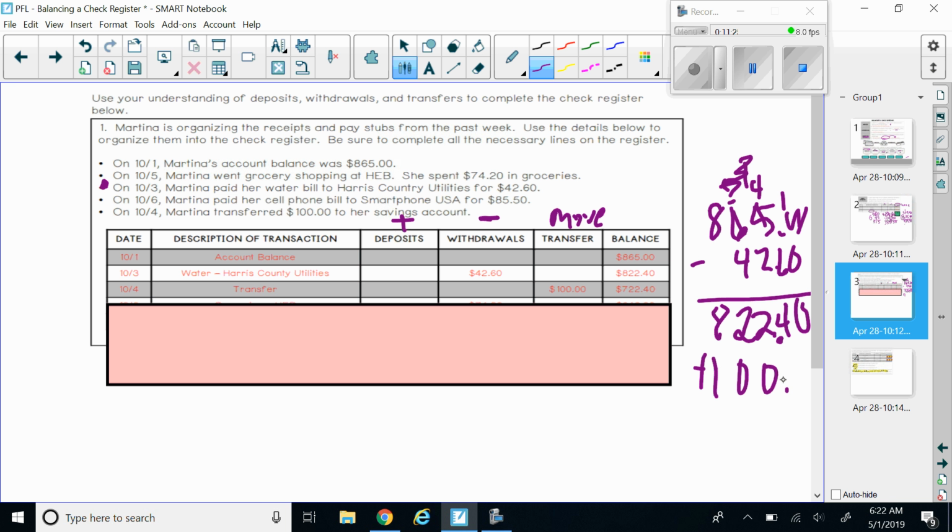So if it was $100, we know that she's now going to have, she took it out. Sorry, that's a minus. So she had $722.40. So that's going to be her new balance.